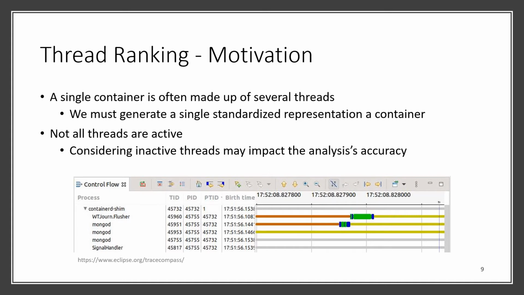active threads. We also have to make sure that we standardize the representation of each container so that we can make a meaningful comparison between different containers. And this is what led us to consider ranking the threads based off of their relevancy.